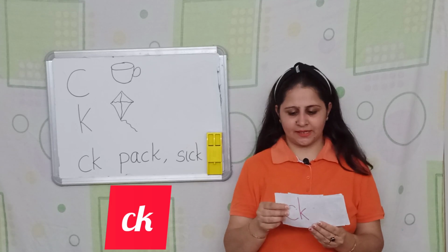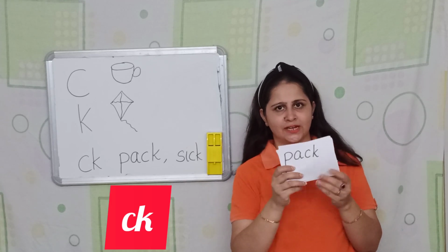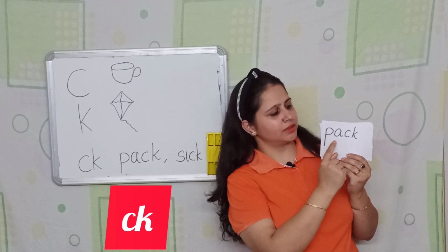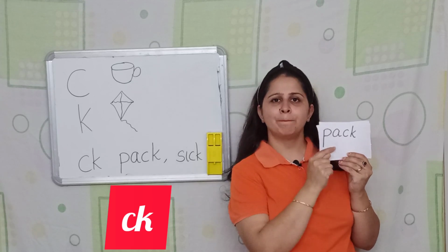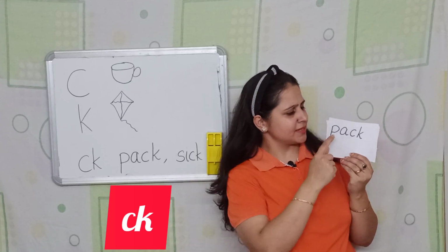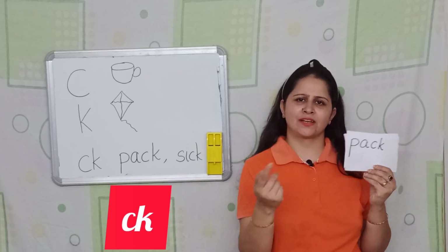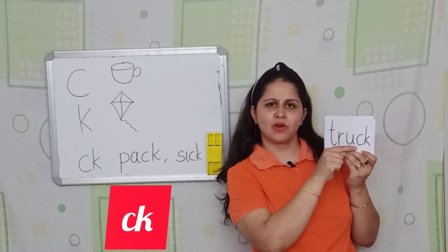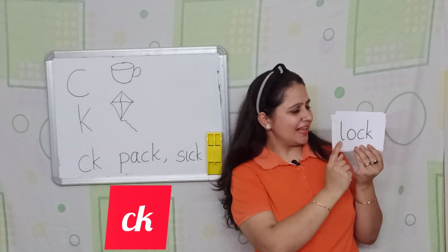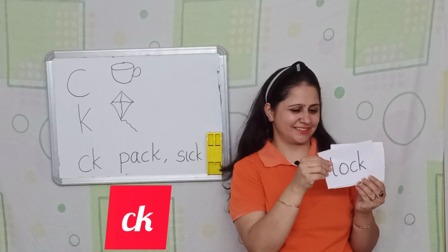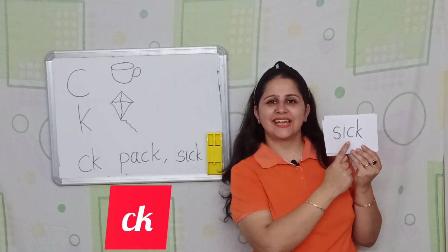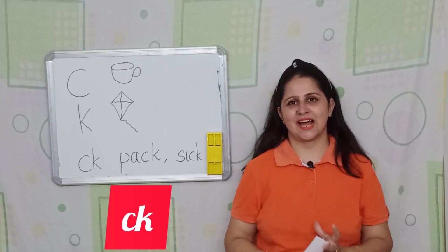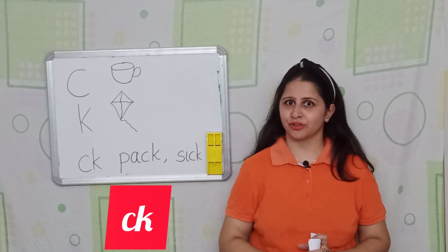Some of the words I am going to take for you that you can take up with the child to teach the CK. So this is P, A, K, pack. Some children may read it as P, A, pa, pack, pack. That is also fine. T, R, A, K, truck. L, O, K, lock. S, I, K, sick. So this is the K sound, and I'm sure the kids are going to pick it up really fast.